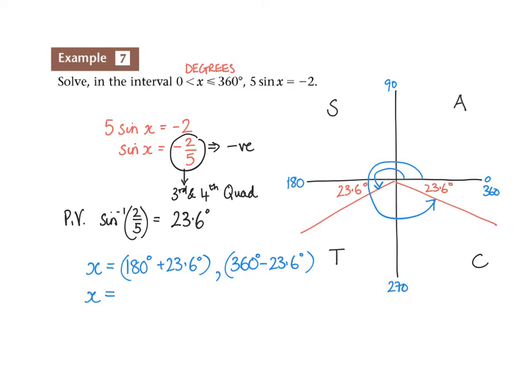And that works out to be 203.6 degrees and 336.4 degrees. Now we usually give our answers to three significant figures, so we'll say 204 degrees and 336 degrees to three significant figures. Watch out in the question, it will ask you for a degree of accuracy. So this is where a quadrant system, that's why I really had a lot of practice on it, because I knew that we're going to use it for these equations.